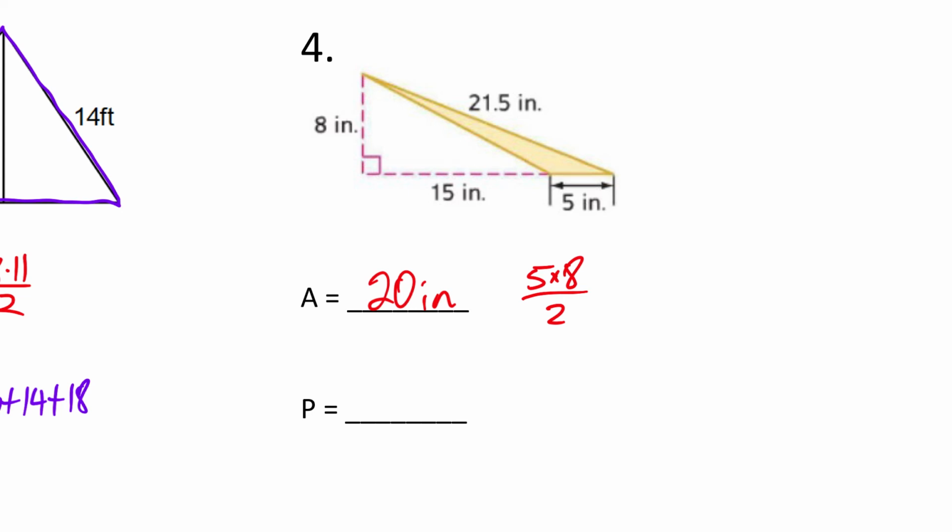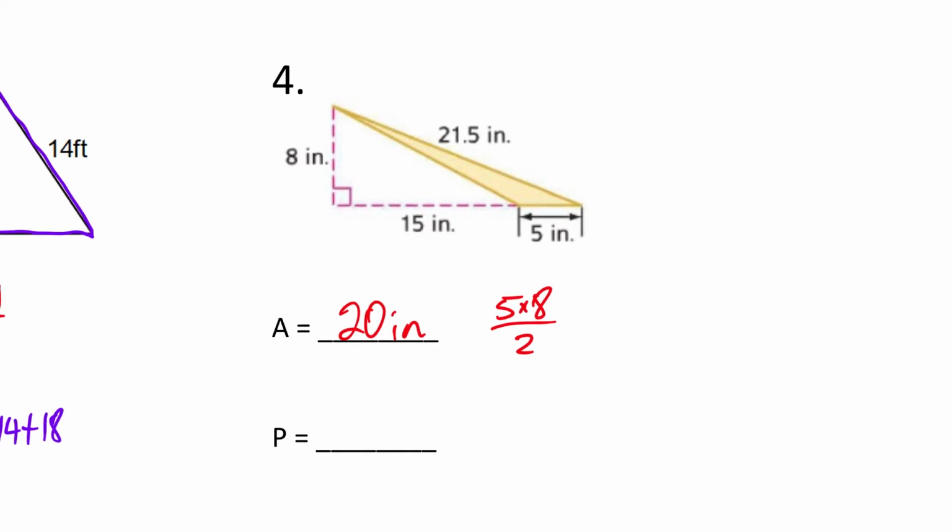Now for the perimeter, do I know the length of all 3 outside edges of the yellow triangle? No. I know this side down here is 5. I know this side over here on the right-hand side is 21.5, but I do not know the length of this side. How am I going to find the length of that third side there?